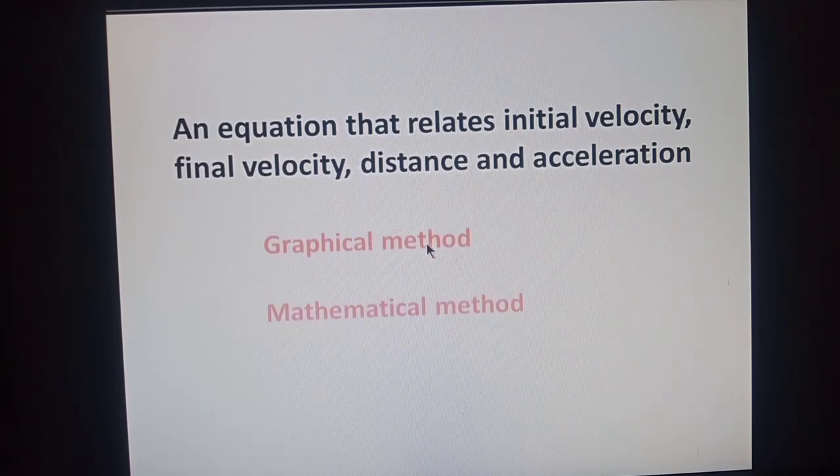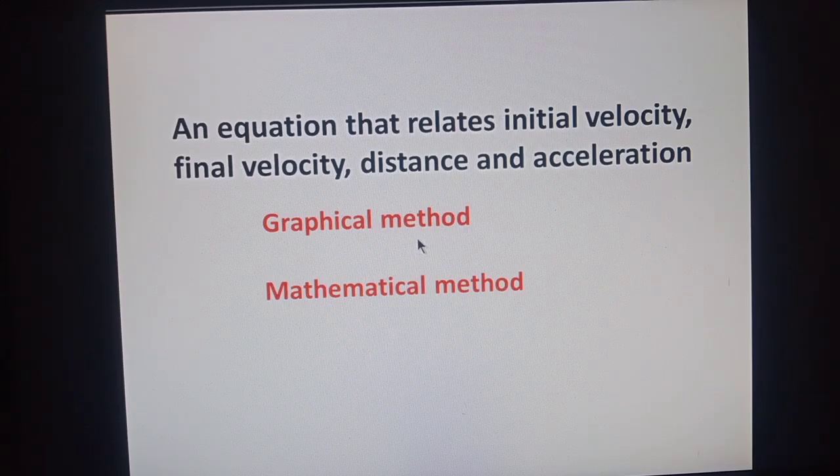Students, there are two ways by which we can derive this equation. One is called the graphical method and the other is called the mathematical method. First, we will derive this equation using the graphical method.